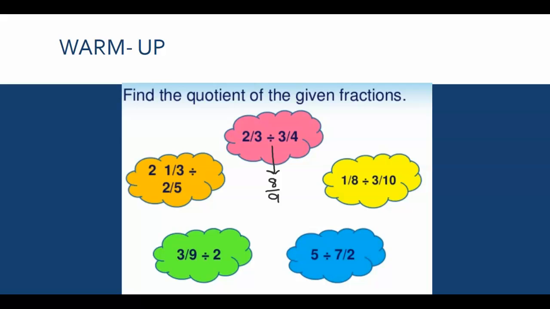And 1/8 divided by 3/10. So when you have a fraction divided by a fraction, it's kind of like multiplying by the reciprocal of the denominator. So you could get 10/24. But we know that 10/24 simplifies to what? Got it, Dominique? 5/12. Perfect.